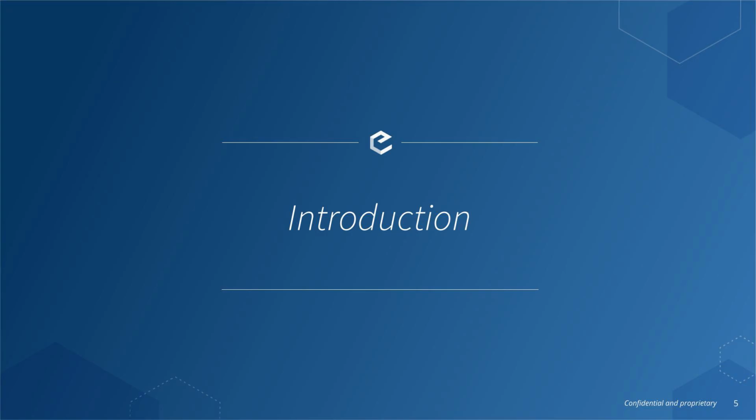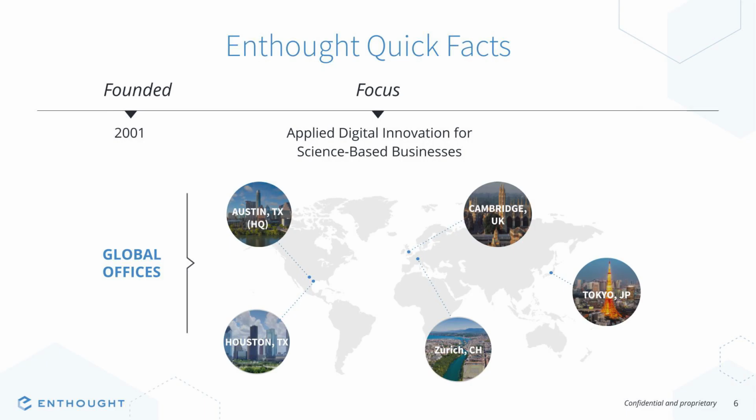So first, a little bit about NThought. We've been around for about 20 years, providing solutions for science-based businesses. Our focus is applied digital innovation, which is about leveraging technology to create better processes and workflows for science-based companies. We have offices all over the world. Mike and I are in Austin, Texas, which is our headquarters. We have additional offices in Houston, Cambridge, UK, Zurich, Switzerland, and Tokyo, Japan.